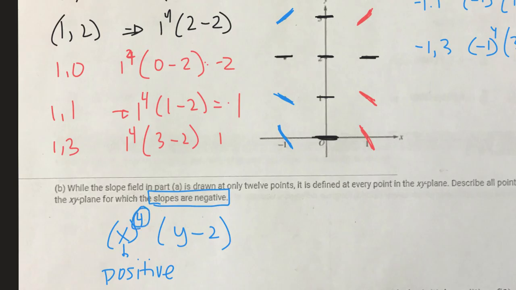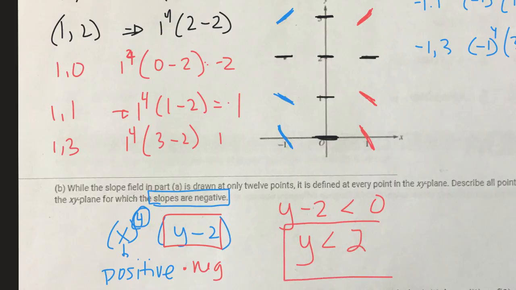So the negatives are going to come from this part. When will y minus 2 be negative? Because a positive times a negative is a negative. So our values are going to be negative anytime y is less than 2. Any y value below this horizontal asymptote is going to have a negative slope. The first term is always positive, and if the second term is positive, then the whole thing is positive, and if the second term is negative, then the whole thing is negative. So as long as y is less than 2, we're going to have negative slopes, as long as x isn't equal to 0, because if x is equal to 0, then we're going to have 0 slopes. There's a little caveat there also.